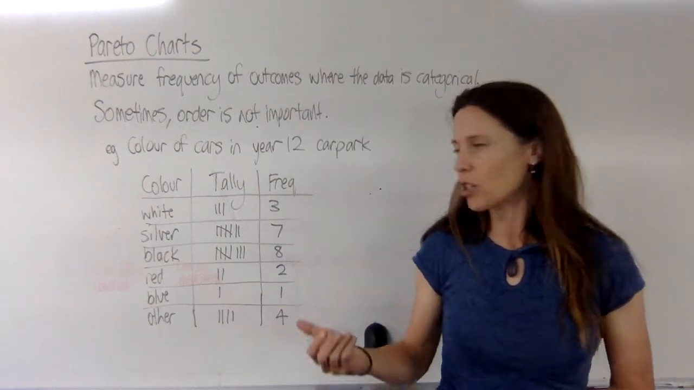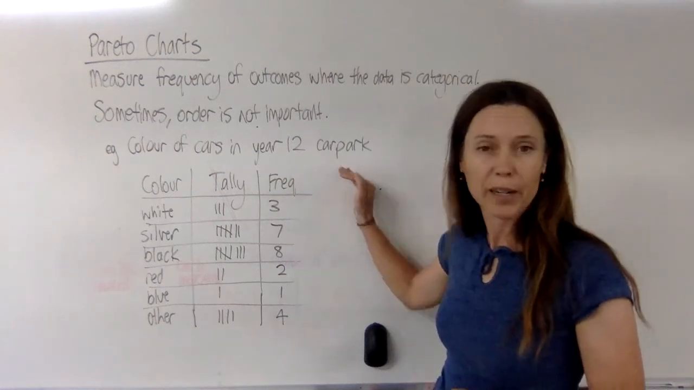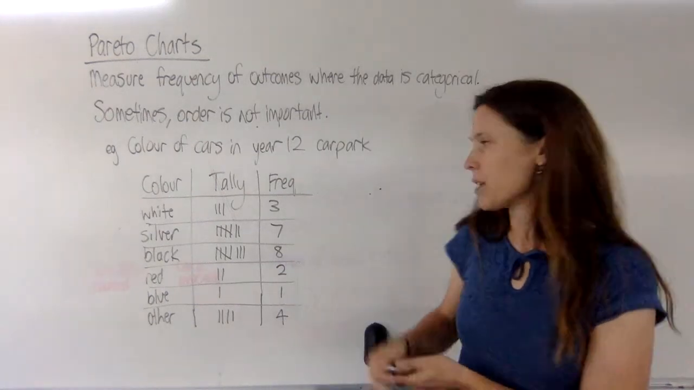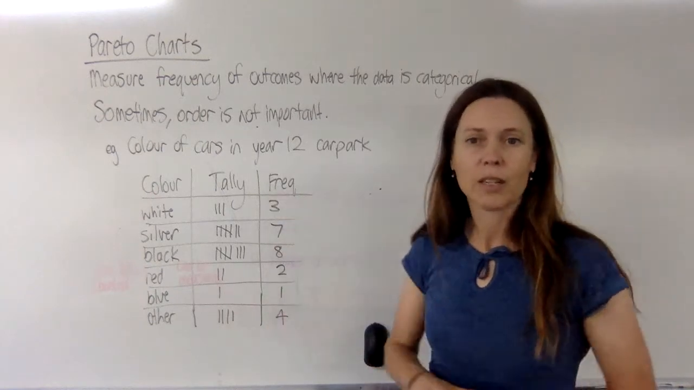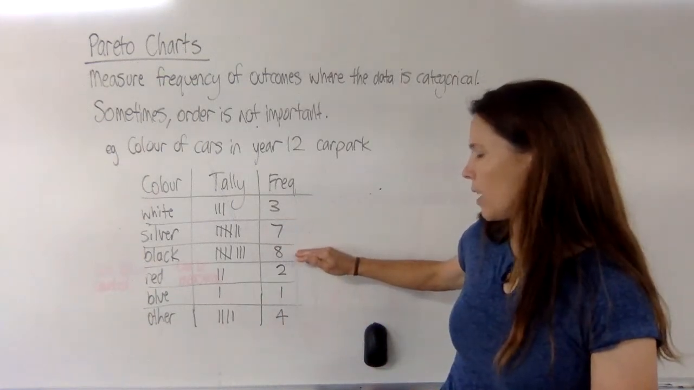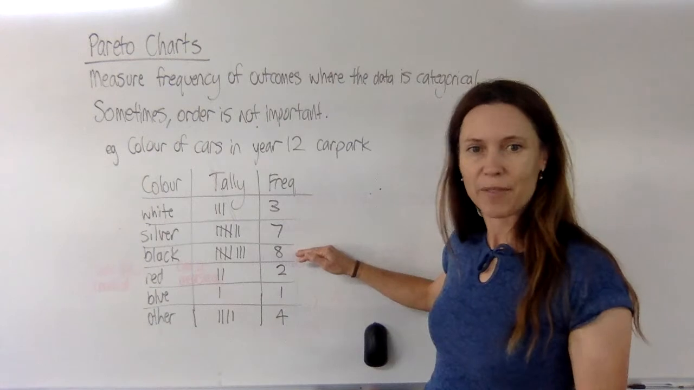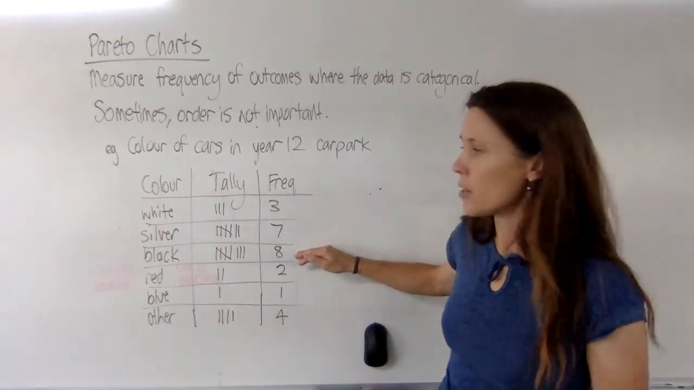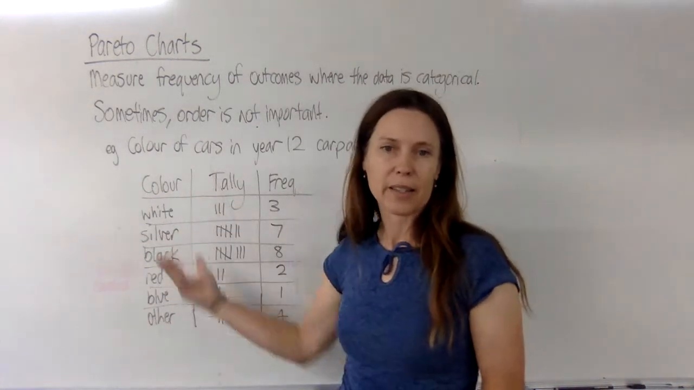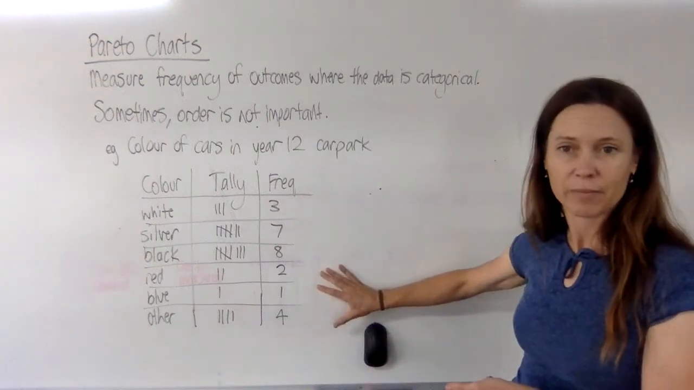On the other hand, who's to say black needs to be at the top? Because if I was to actually get a good sample of Year 12 car parks around Australia, perhaps this is my scores of what I got, but there's nothing to suggest that other Year 12 car parks are always going to have their most common colour being black. So really it doesn't matter what order I list these in, and it's kind of random.